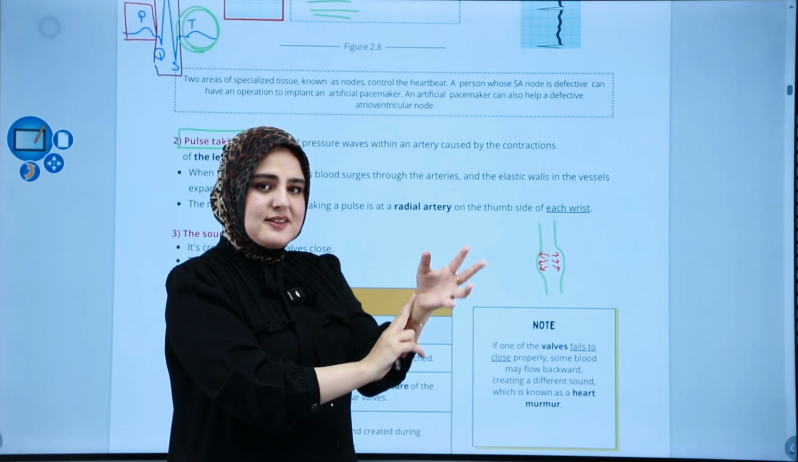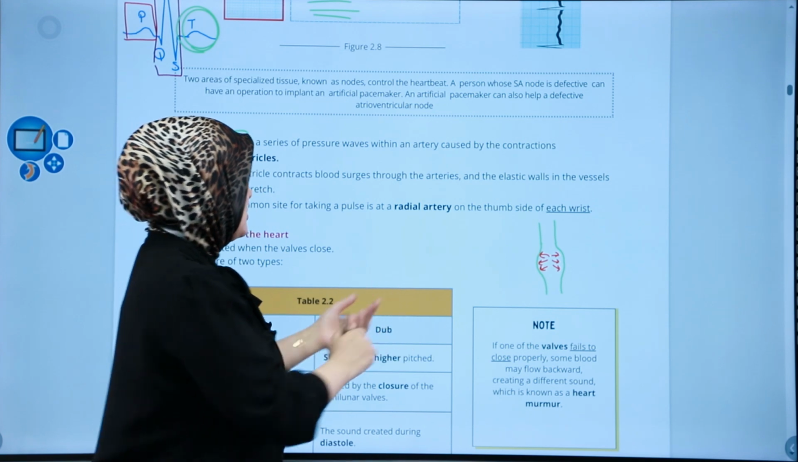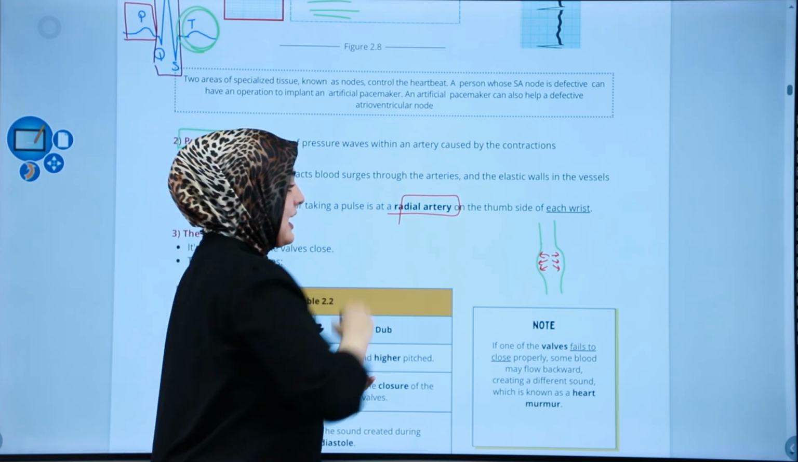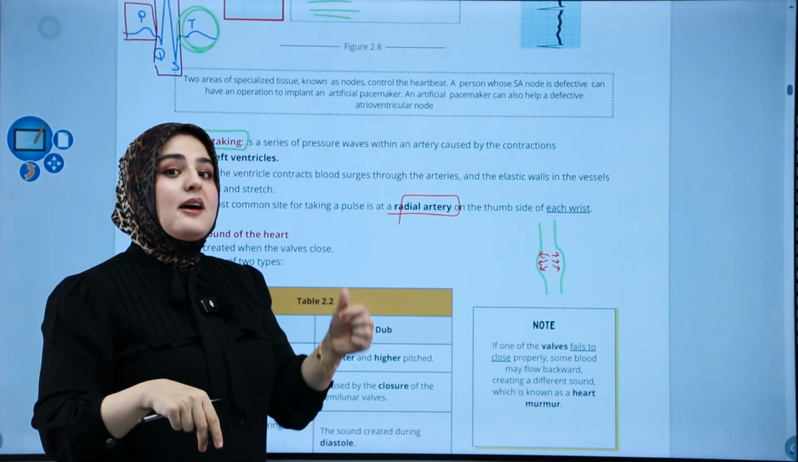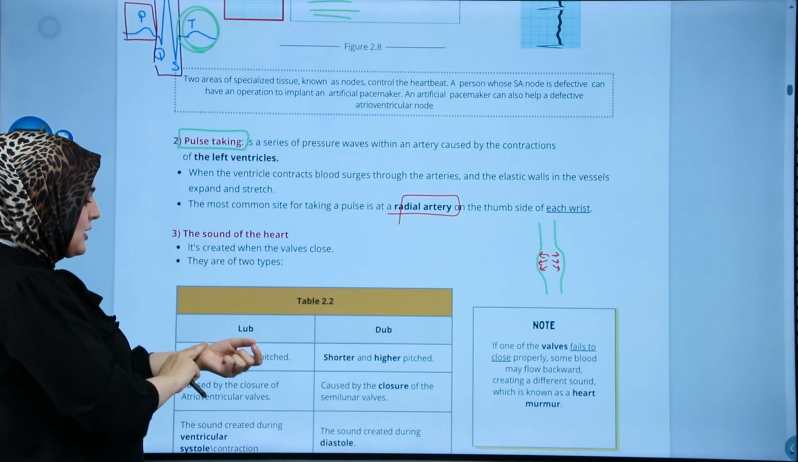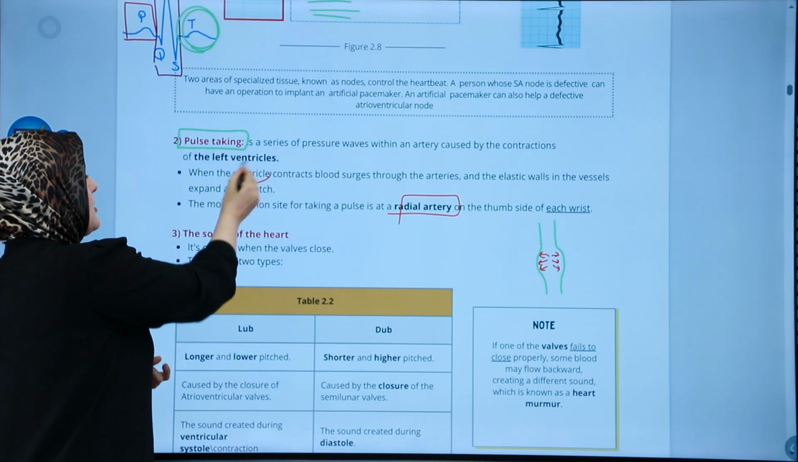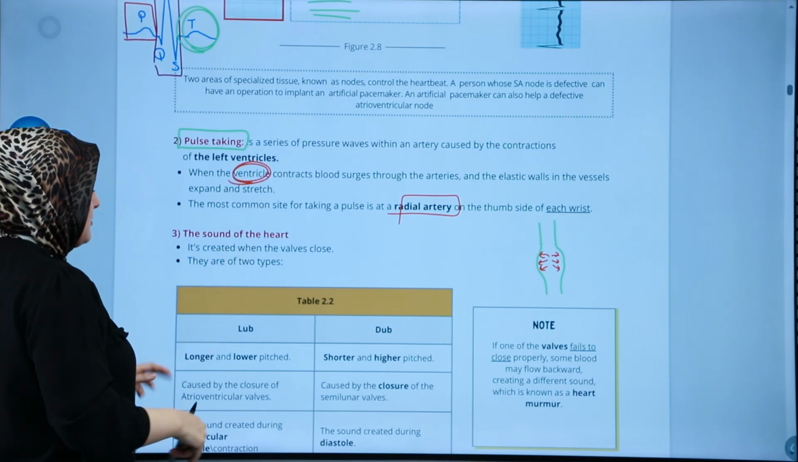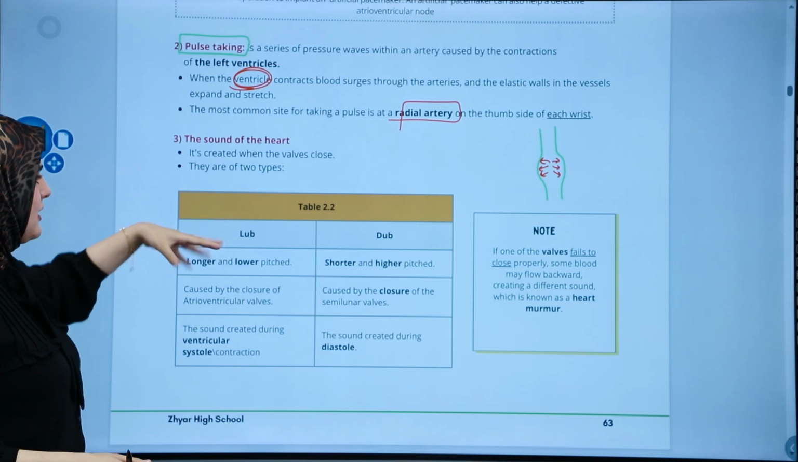This is the smaller artery that branched from the aorta, called the radial artery, and you can feel the pulsating pressure caused by the ventricle contraction. As long as you feel the beating, or the pulse, here, that means the heart is healthy and it is beating. Another thing is checking the sounds of the heart.